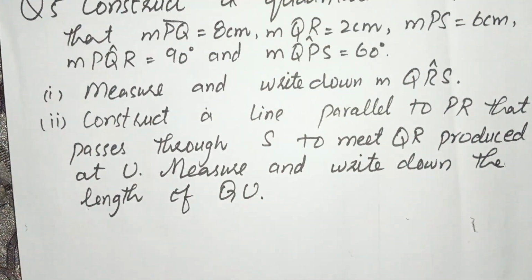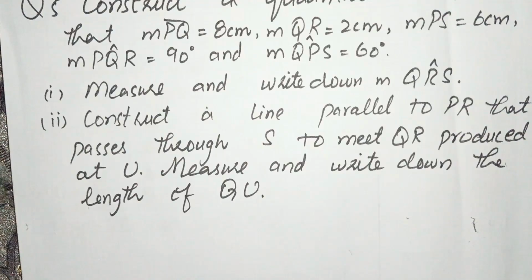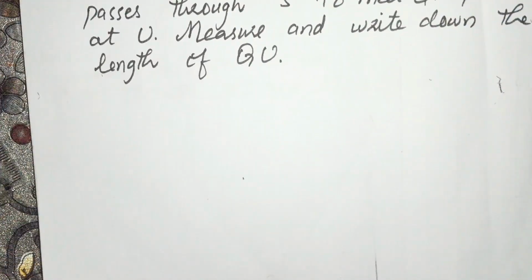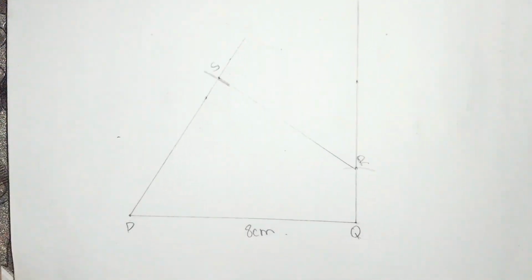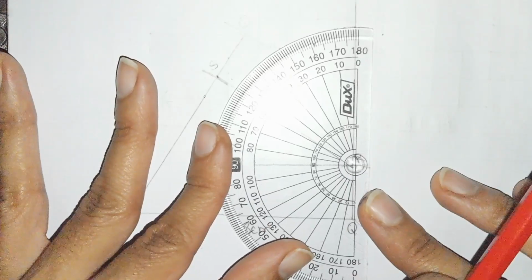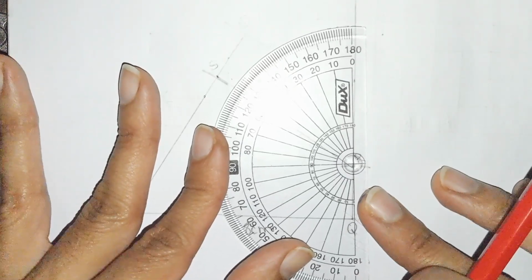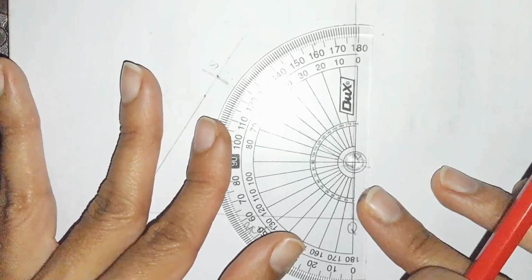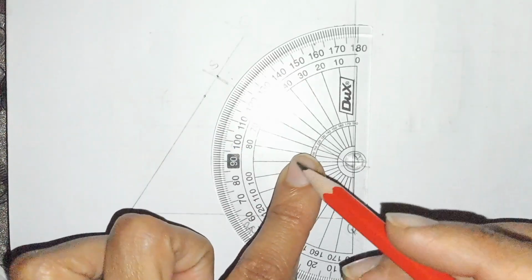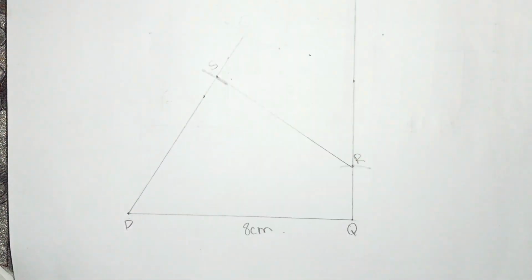Now in part number 1, measure and write down the angle QRS. We have to measure that angle. Using the protractor, I am measuring this angle, and this is equal to 123 degree.